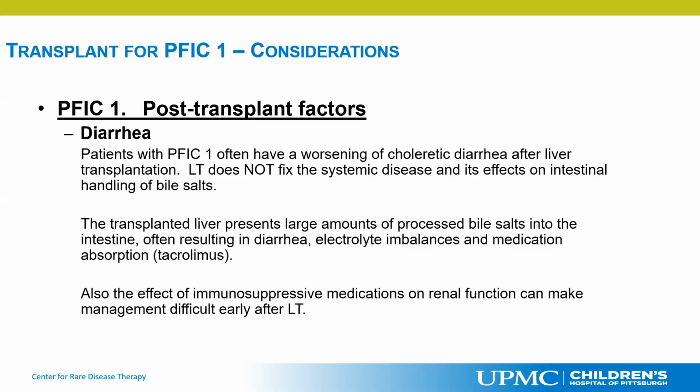And so the new liver is making normal bile salts. The enterohepatic circulation, the circulation of bile salts, is actually working better than it ever has in the child's body. And there's all of these bile salts that are ending up in the bowel, and that causes some choleratic diarrhea. It also, early on after transplant, is much more of a problem. And so the children have electrolyte imbalances.